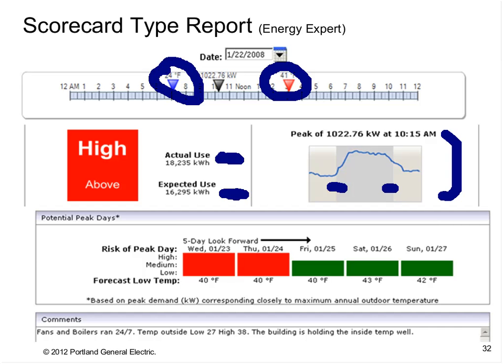If you find something that is troubling or doesn't look right and you go in, investigate it, and fix it, here is where you put your findings. This person wrote, fans and boilers ran 24/7. Temperature outside was a low of 27, high of 38. The building is holding its inside temperature well. So it's good to make notes like this. Any sort of square footage changes, lighting changes, anything operational that would change the way your load shape is would be best to be noted in such a comment field.